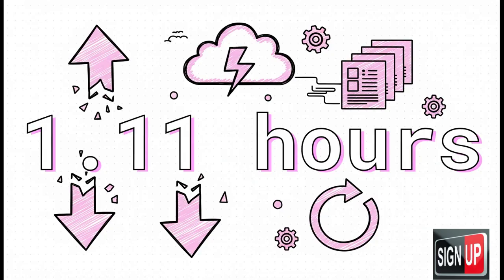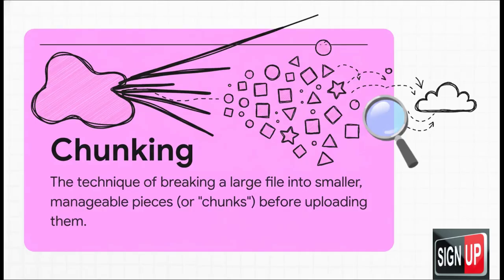On a pretty typical 100 megabit per second internet connection, uploading a single 50 gigabyte file would take over an hour. Now imagine this, your Wi-Fi drops at minute 59, and you have to start all over again, from zero. I mean, come on, that's a totally broken user experience. No one would use that. So, how do the pros get around this?